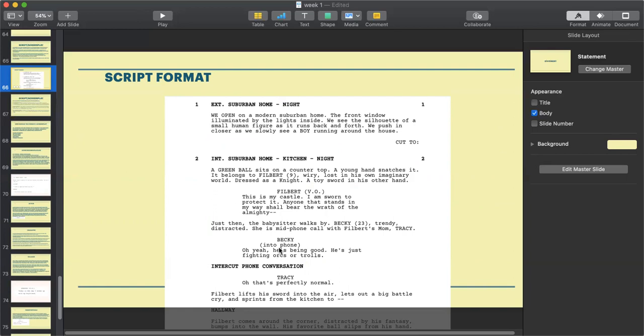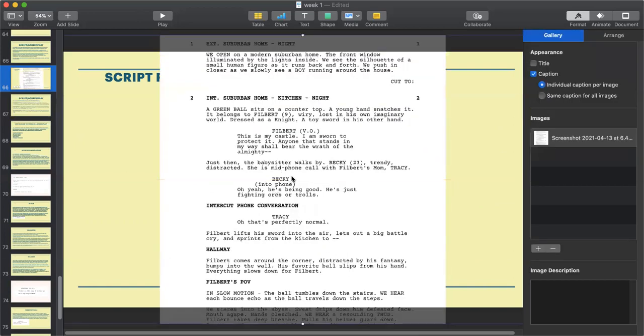This is my castle. So this dialogue is in the middle of the page. Next dialogue, Becky into the phone. So it's not a voiceover. It's speaking. The character is speaking in the scene. Oh yeah, he's being good. He's just fighting orcs or trolls, right?